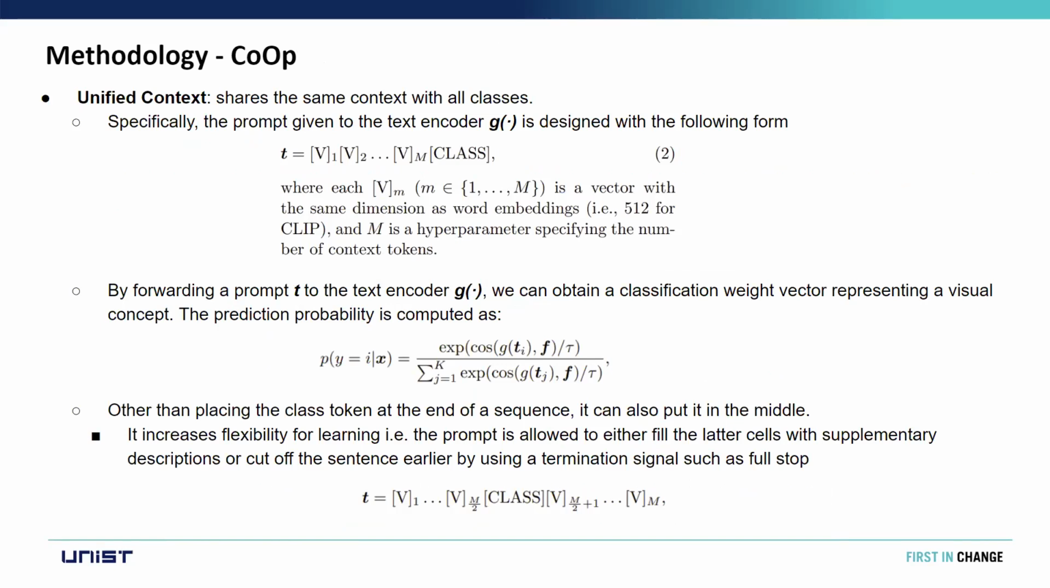Also, CoOp has two methodologies. The first one is unified context. In this method, the tokens share the same context across all classes. So like this, V1, V2, up to VM are shared across all classes. And then this V_i is given to the text encoder g. Forwarding the prompt t to the text encoder, we can obtain the classification weight vector representing a visual concept. The prediction probability is computed very similarly to CLIP here.